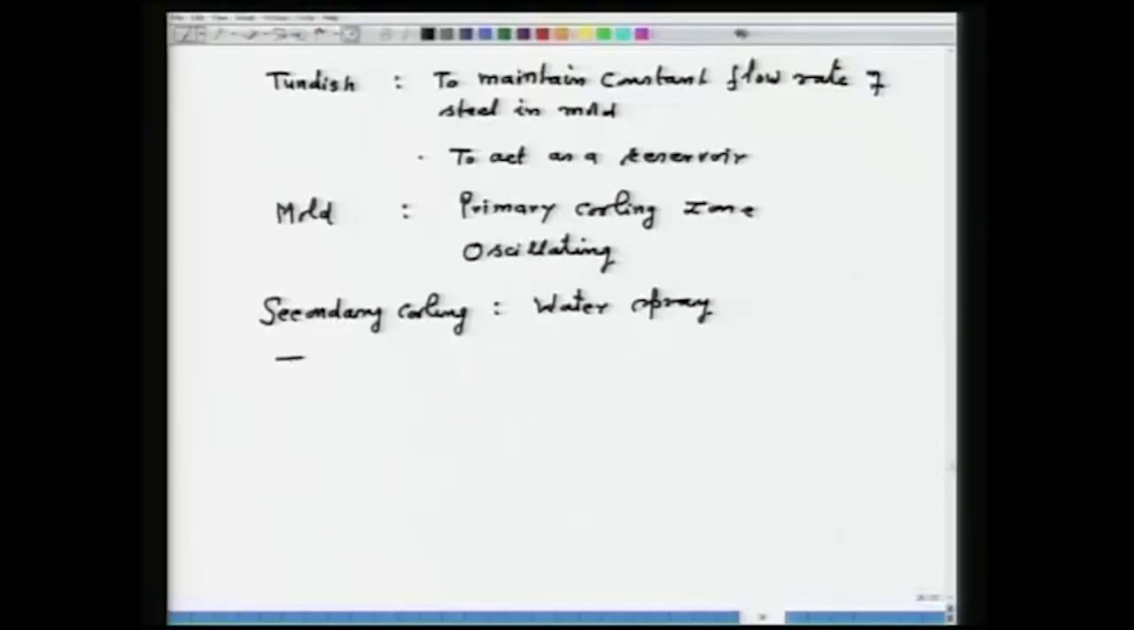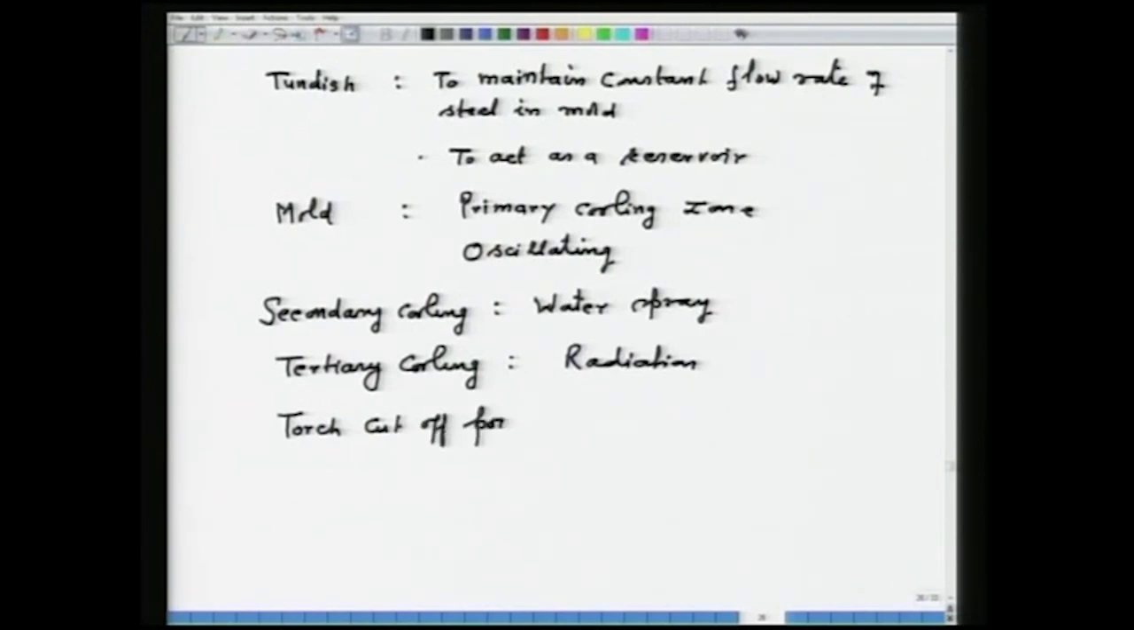Then we also have a tertiary cooling, which is in fact due to radiation when the strand passes after the secondary cooling zone. Then the last we have torch cutoff point, and the objective of this torch is to cut the slab, bloom or billet into the required length so that it can be fed into the rolling mill. How does the operation start? Before filling up the mold, a dummy bar is inserted at the bottom of the mold.